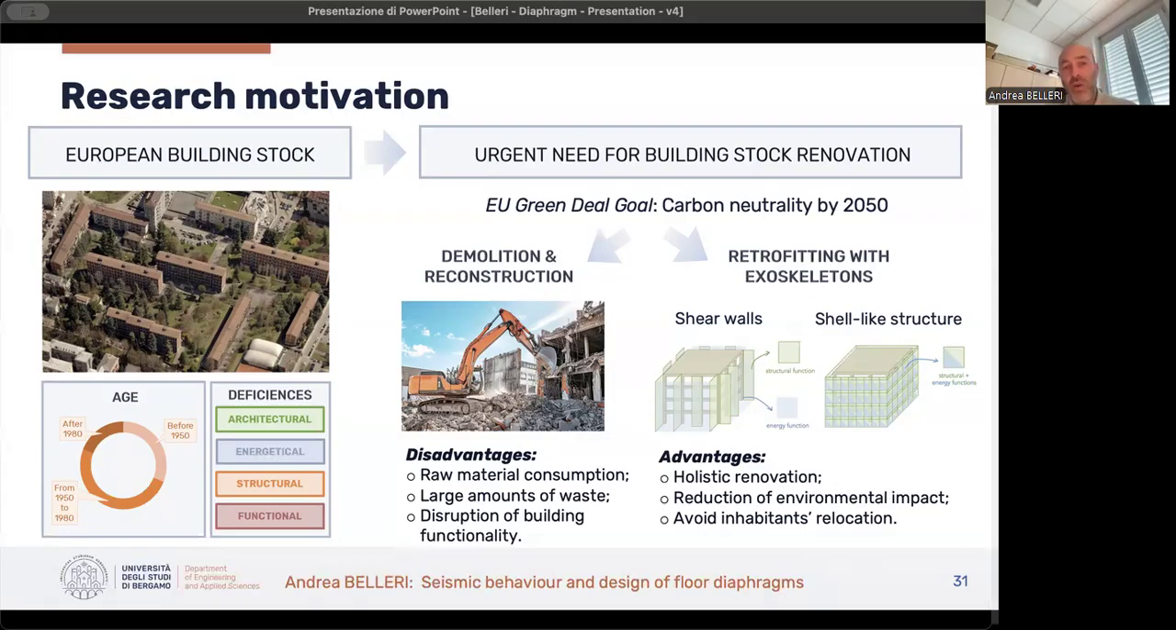We can either demolish and reconstruct the old buildings, but this will produce a large amount of waste, raw material consumption, and of course the disruption of building functionality. Or we can try to retrofit the existing ones. And to avoid inhabitant relocation, which is one of the main barriers to building renovation, solutions have been developed acting only from the outside, like shear walls or shell-like structures.